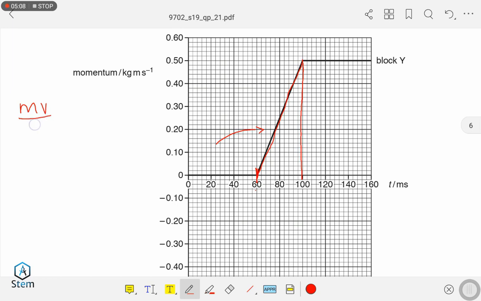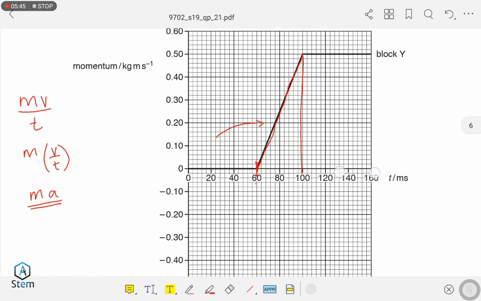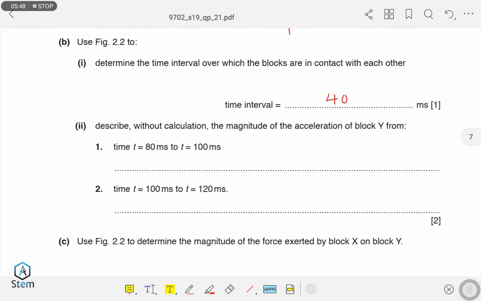From this equation, mv divided by t, that is the rate of change of momentum. If we say m bracket v over t, we can get ma. So the change in momentum looks exactly similar to the change in acceleration. Here we can see from 80 to 100, momentum is changing constantly. Therefore, our acceleration is constant.